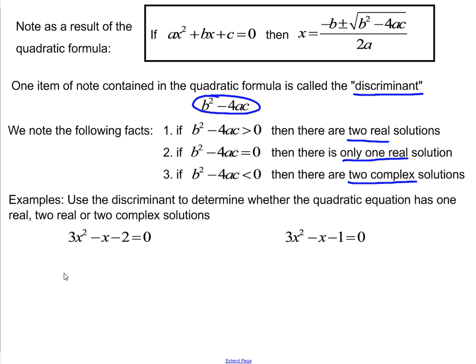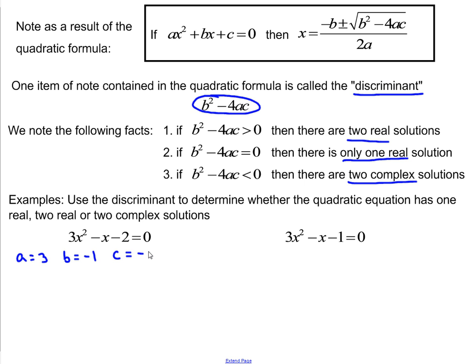So let's check this out. How will this work out? Well, all we really want to do is use the discriminant to determine whether or not a quadratic equation has one real, two real, or two complex solutions using this test above. So we want to identify A, B, and C. Well, A, in this case, is 3. B is negative 1. And C is negative 2.